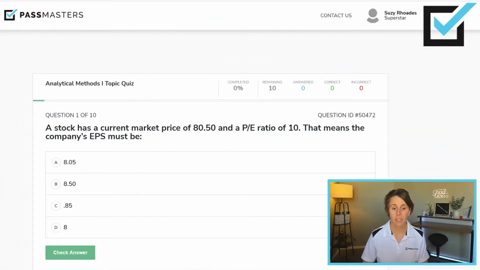A stock has a current market price of $80.50, and a PE ratio of 10. So that is the price earnings ratio. That means that the company's earnings per share must be what? Earnings per share comes from a company's income statement. So market price, $80.50, is 10 times earnings per share.